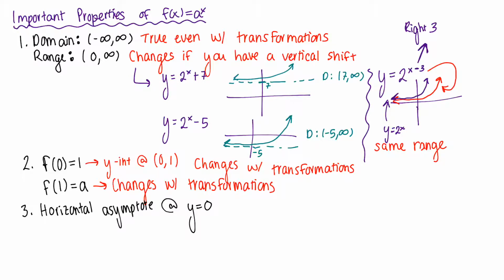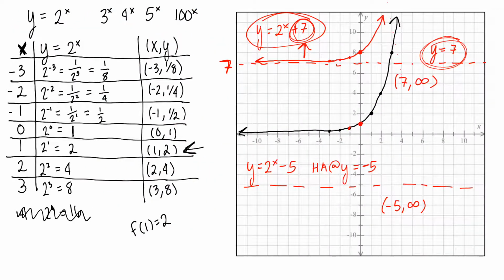Now, when we went to talk about domain, we talked about the fact that if you have a vertical shift, it's going to change your horizontal asymptote. So if you have a plus 7, your horizontal asymptote would become y equals 7. If you had 2 to the x minus 5, your horizontal asymptote would be at negative 5. So if you have a vertical transformation, a shift up or a shift down, your horizontal asymptote will shift to that number.